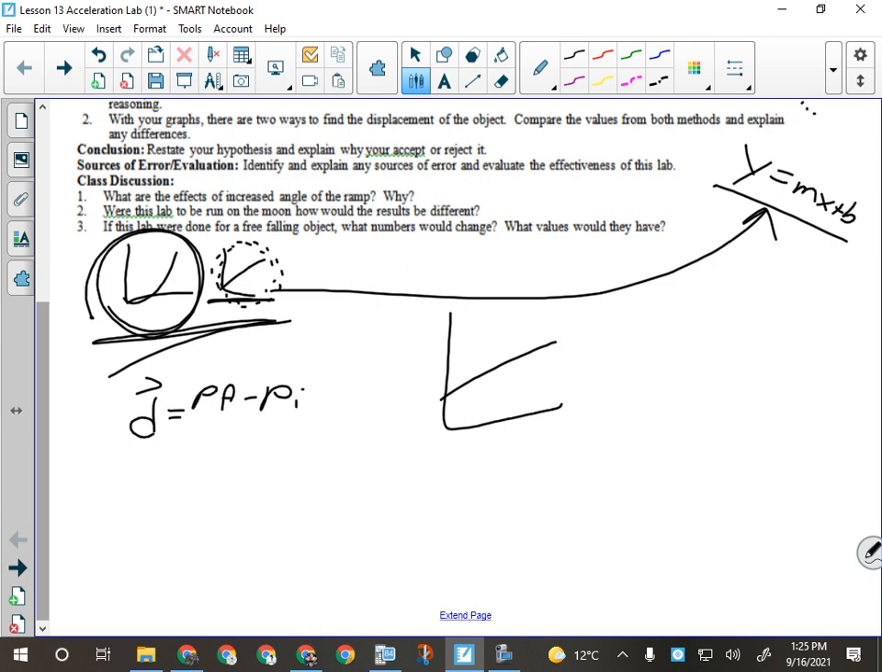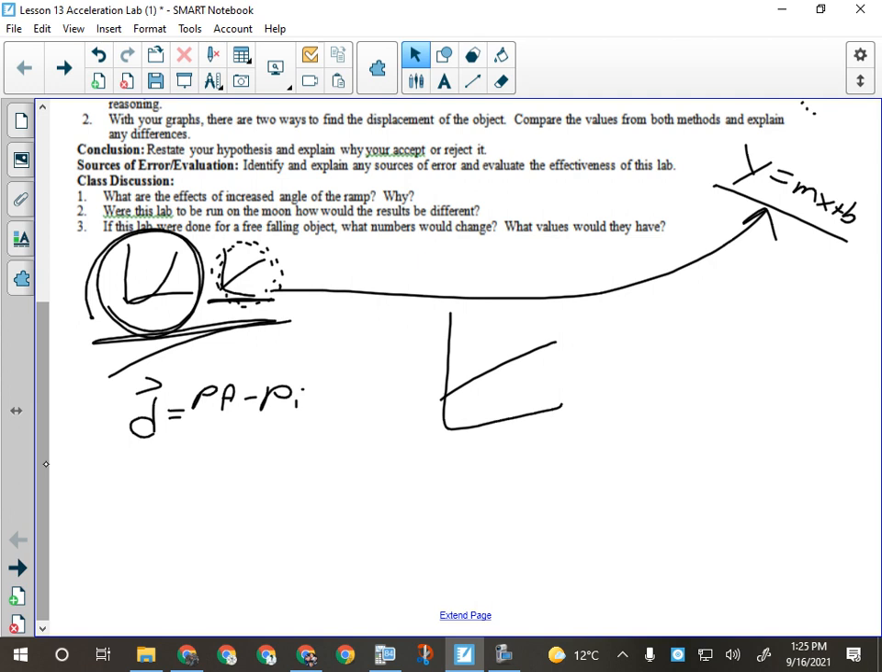Then you have your conclusion. Copy paste your hypothesis. Were you able to do in the analysis what you predicted in the hypothesis? And then accept or reject. Two sources of error and ways to fix them. And that's it. You don't have to do the class discussion. We'll talk about that when I hand back the labs. Are there any questions there?